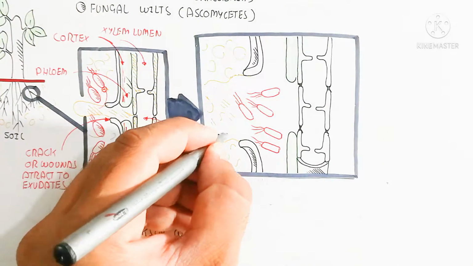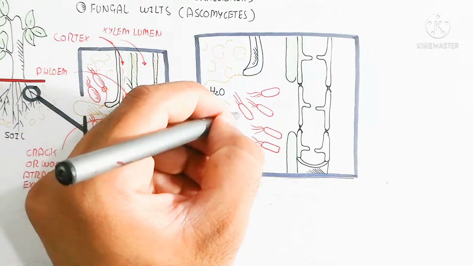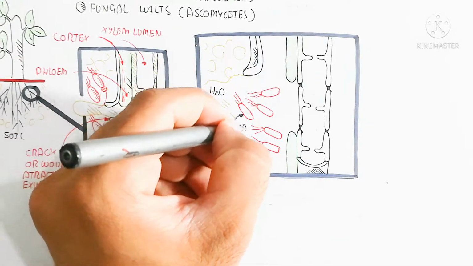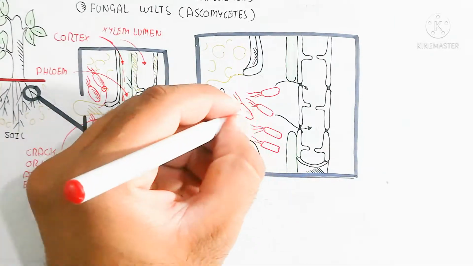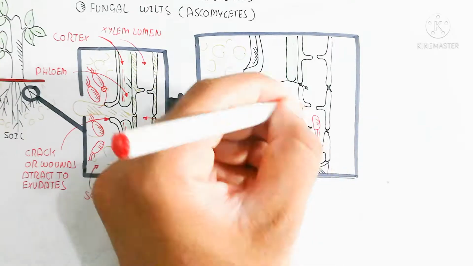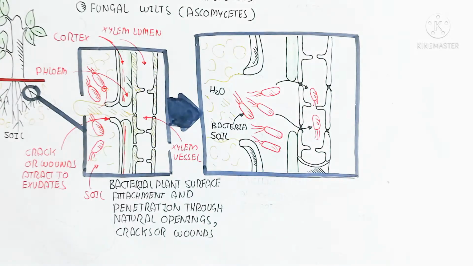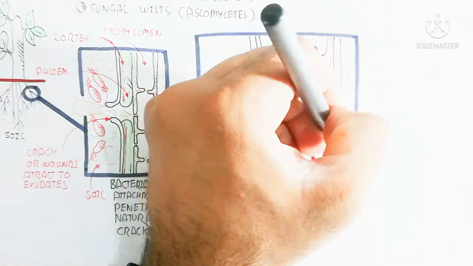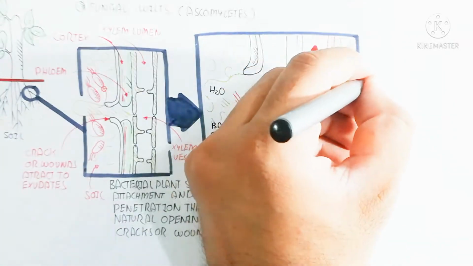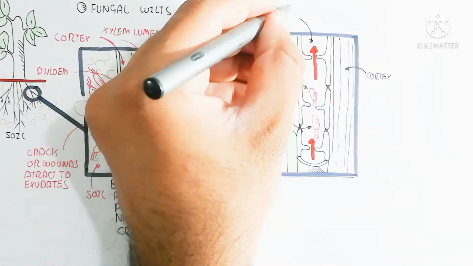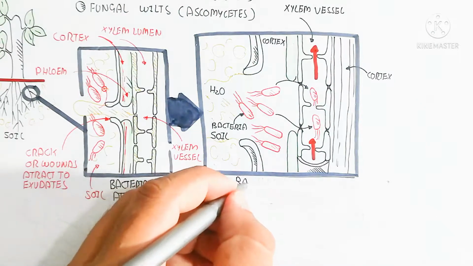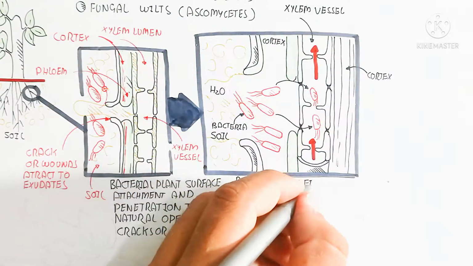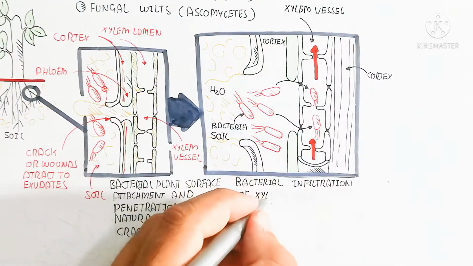So here the bacteria go inward, as exudation production leads to positive chemotactic movement. The chemoattractant is produced, and chemotactically the bacteria move toward the exudation and invade. This is the soil and this is the cortex, and this is the bacterial infiltration of xylem vessels, in this way through a pit.